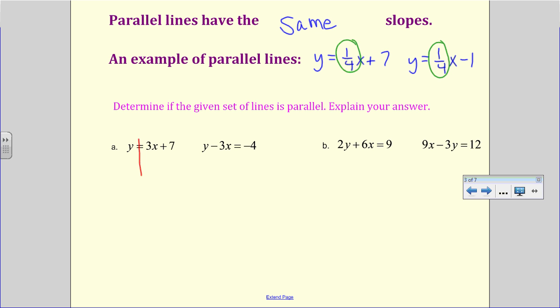When I've got y equals, I can pick out the slope. My slope here is 3. Do I have y equals on this one? Well, I've got y minus 3x equals -4. I don't have y by itself. So in order to determine whether or not they're parallel, I have to have y by itself. I have to have it in y equals mx plus b form. So I'm going to add 3x to each side.